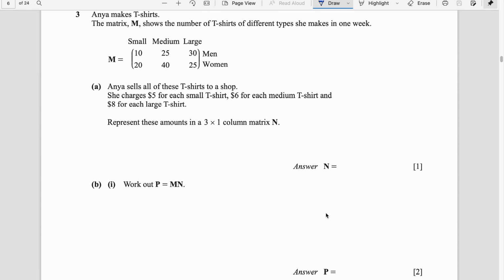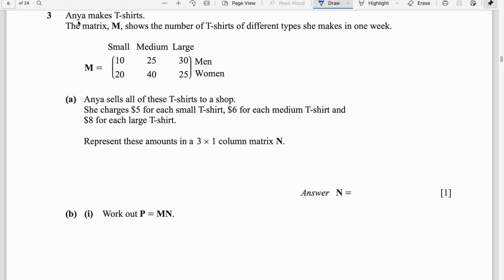Question number 3, matrices. Those of you who are appearing in 2025 don't need to go through this question. Anaya makes t-shirts. The matrix M shows the number of t-shirts of different types she makes in 1 week: small, medium, large, men and women. Anaya sells the shirts to a shop. She charges $5 for each small shirt, $6 for each medium and $8 for each large shirt.